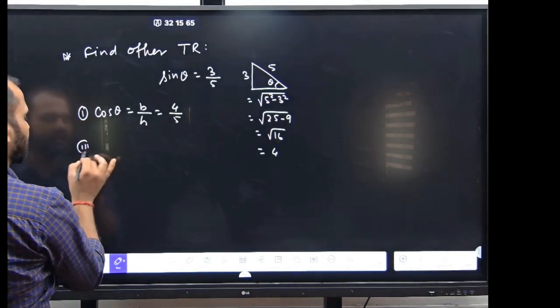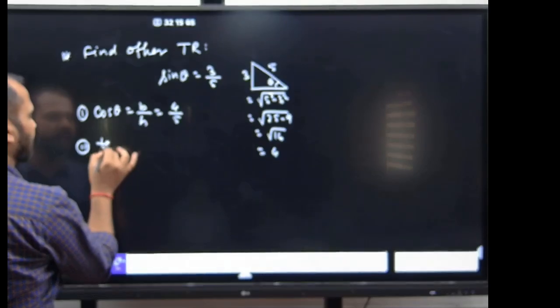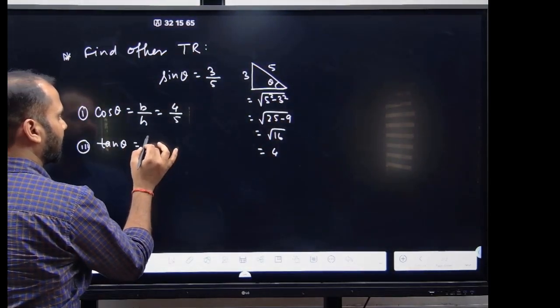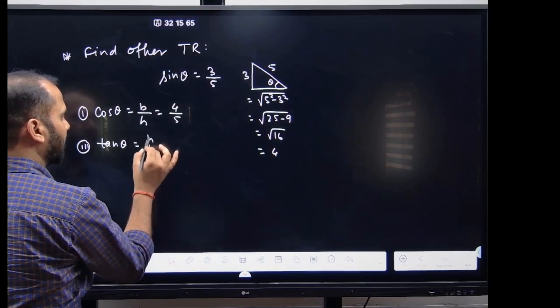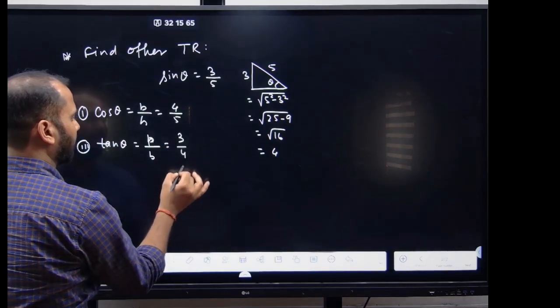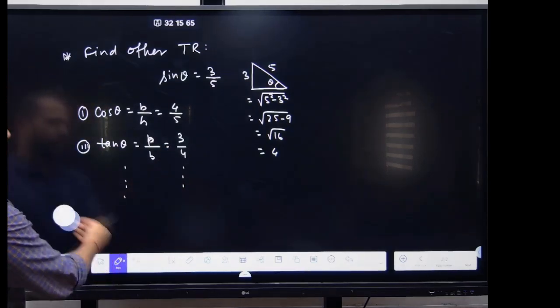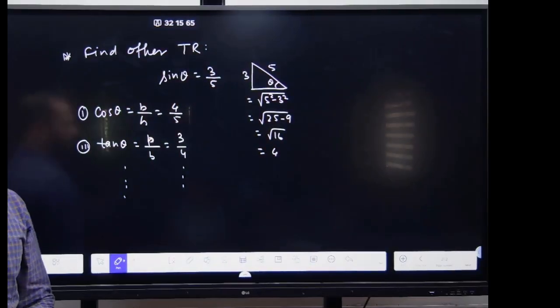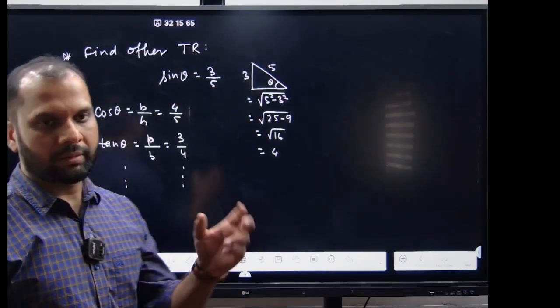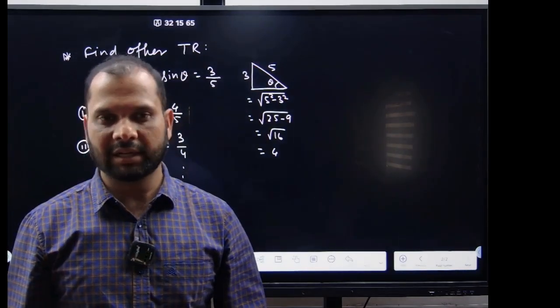Next, the second one will be tan theta, right. What will be tan theta? Perpendicular upon base, so 3 by 4. Like that we can write all the trigonometric ratios, no problem. Same thing we will write in the inverse also. One of the inverse I will be writing, you have to write the other inverse. Shall I start with that?